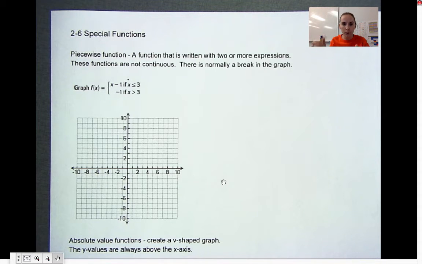Two or more pieces or parts, expressions that will graph two different things. So normally you'll have a break in the graph or some kind of gap, something where you have to pick up your pencil and start again somewhere else. So let's talk about how to graph that.